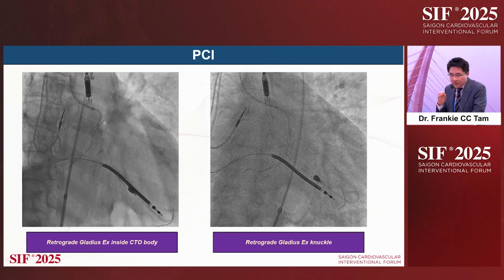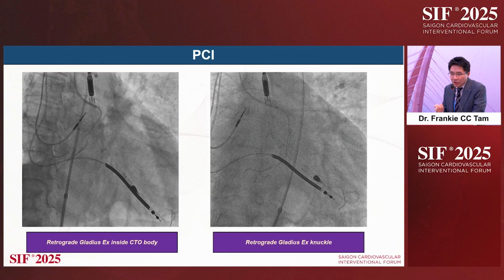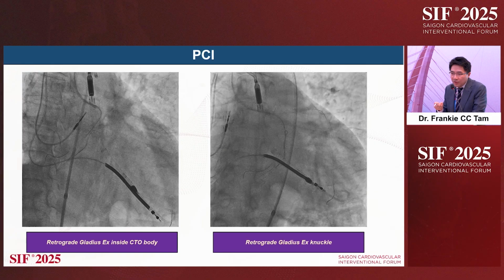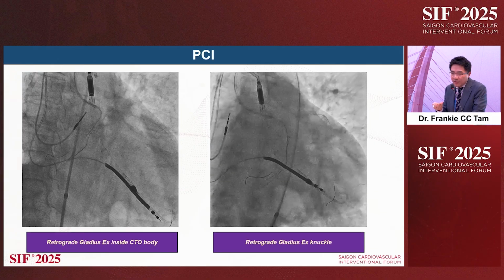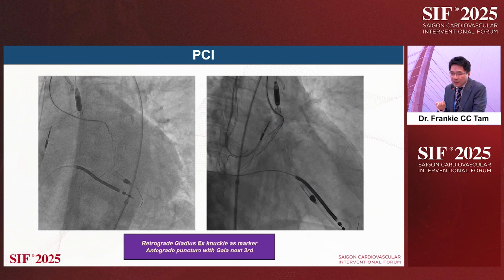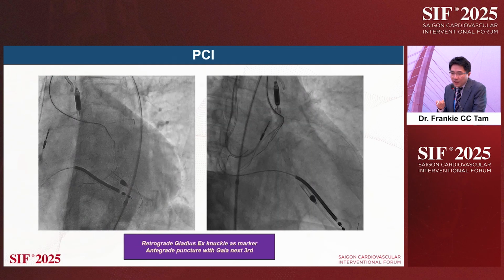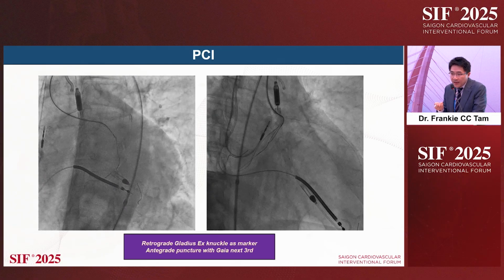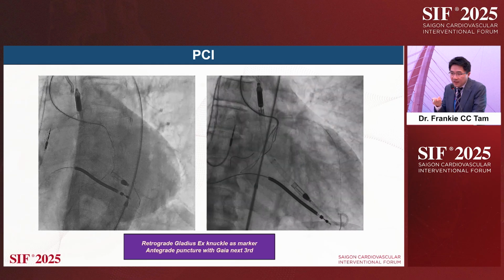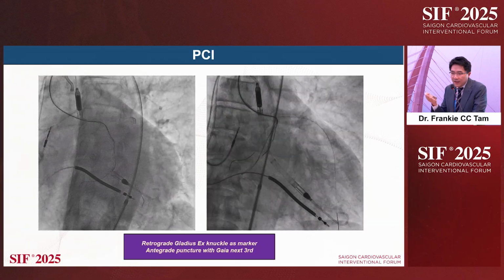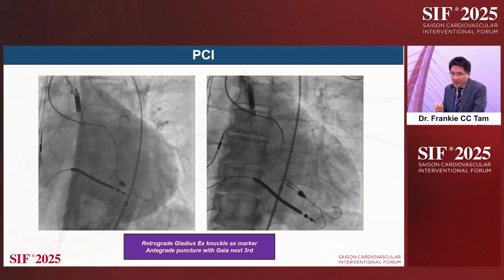So this time we want to be quick, so we just want to go subintimal, right? So we can see the wire just knuckles back to the proximal CERT. And now you can see on the right side the Gladius knuckle to the proximal CERT. We are very confident that now the wire is in the subintimal space. Using this as the marker, then we begin the antegrade approach, right? So antegrade, we puncture with a Gaia 3 using the knuckle as the marker. And on the right side now you can see that the Gaia 3 just goes inside the third CTO body, and the two wires seem to be dancing together with each other.